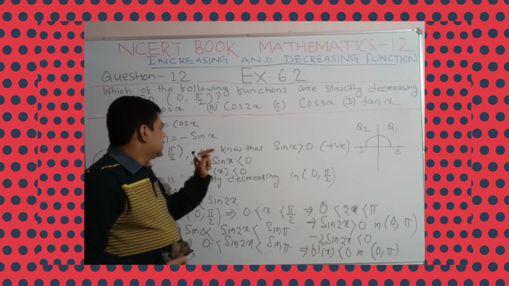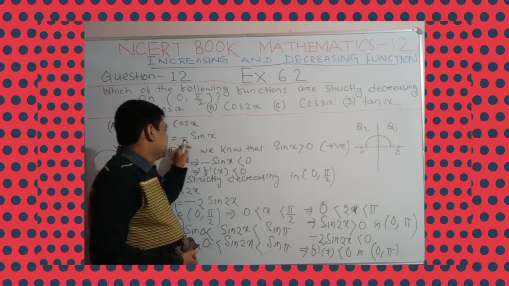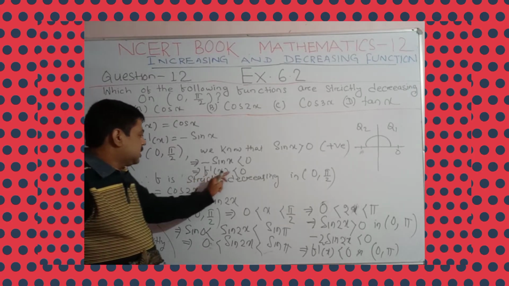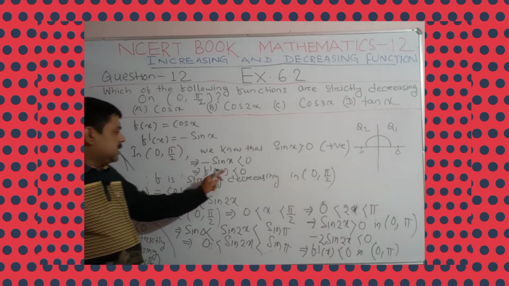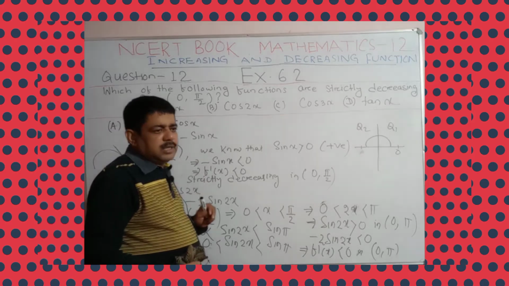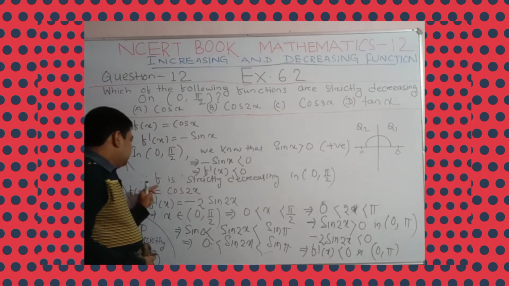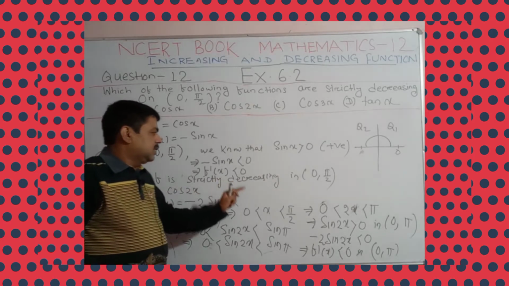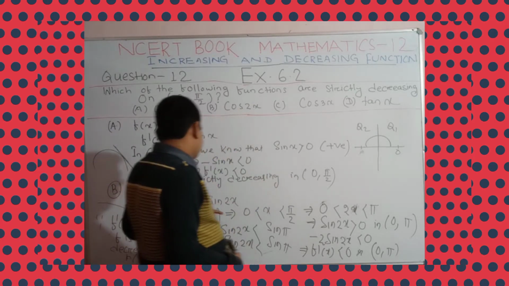And if sin x is greater than 0, here f'(x) is given as minus sin x, so minus sin x must be less than 0. Understand? It means f'(x) is less than 0. Since f'(x) is less than 0, the slope of the function is negative. If the slope of the function is negative, understand? So f is a strictly decreasing function in the open interval 0 to pi/2.